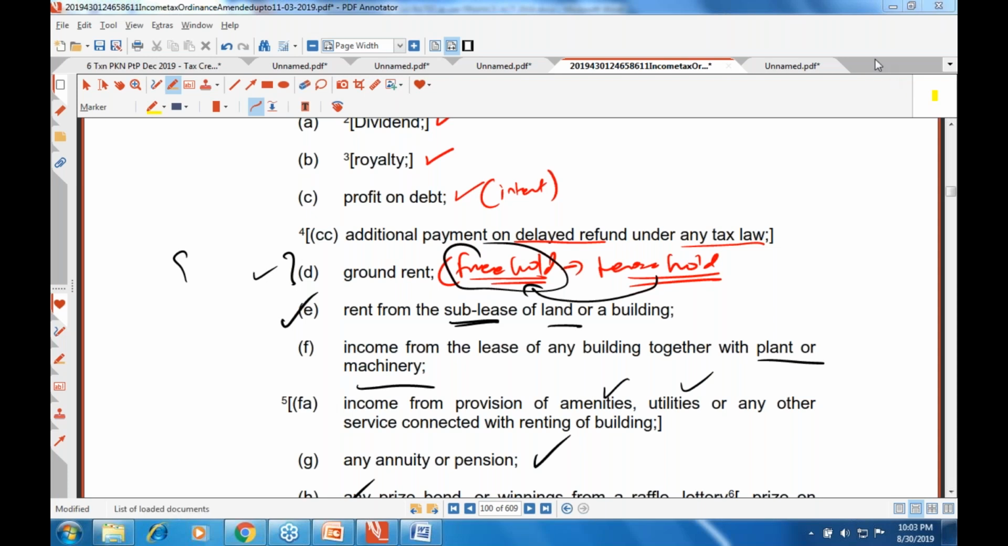Okay, there is a question: what are the tax rates for other sources? Just hold on for a second. I am going to explain what the tax rate is for income from other source.